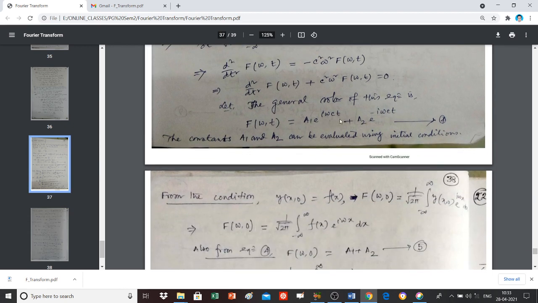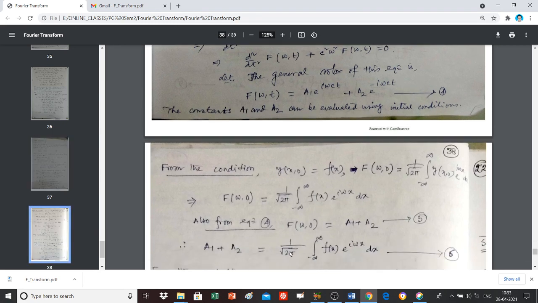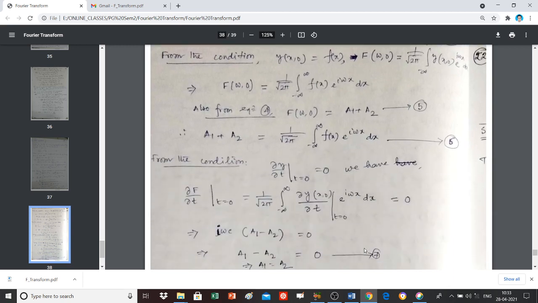this is equation number 4, and from here F(omega, 0) is equal to a1 e to the i 0 plus a2 e to the minus 0, so a1 plus a2. So F(omega, 0) is equal to a1 plus a2, and from this equation also F(omega, 0). So you can write a1 plus a2 equal to 1 by root 2 pi integral from minus infinity to plus infinity of f(x) e to the i omega x dx. This is equation number 5.